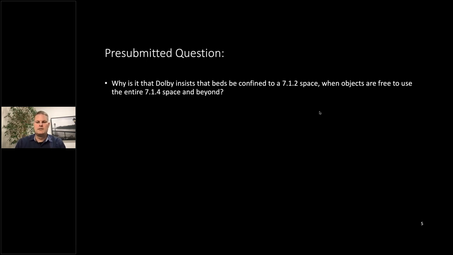One of the pre-submitted questions that we had was, why is it that Dolby insists that beds be confined to a 7.1.2 space when objects are able to use the entire 7.1.4 space and beyond? Well, the answer to the question is Atmos is not 7.1.4. Atmos is fully scalable, right? So we have to put constraints on what is possible to be achieved with certain things so that we can have a consistent experience across the entire ecosystem.